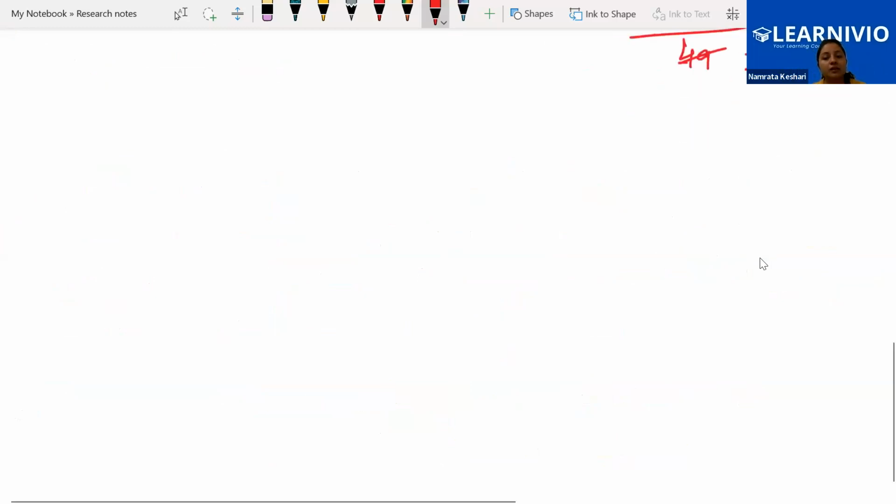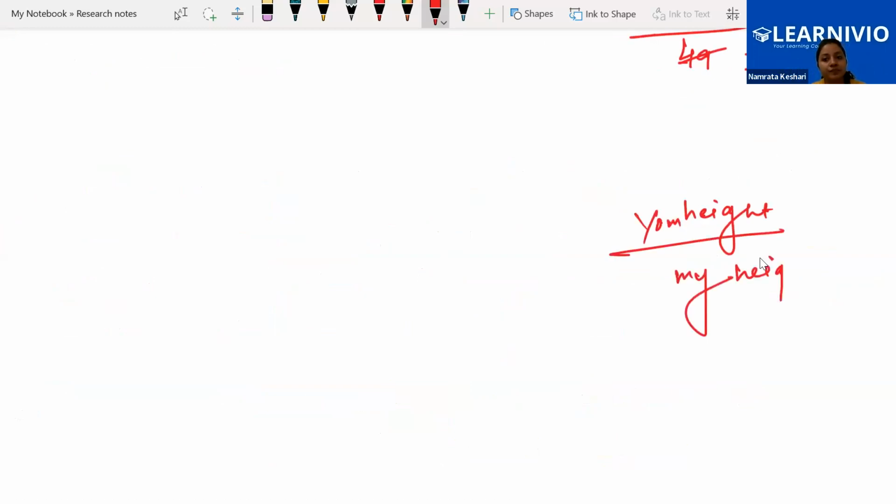Suppose I am saying that the ratio between your height versus my height is 8:9. So first thing first, we cannot say that your height is 8 and my height is 9. This is not accurate data. We can assume your height as 8x and my height as 9x.